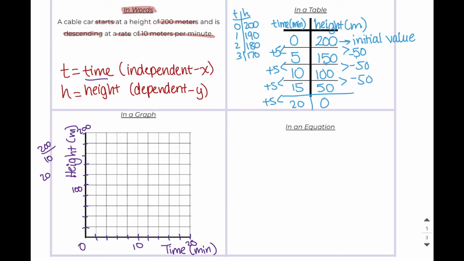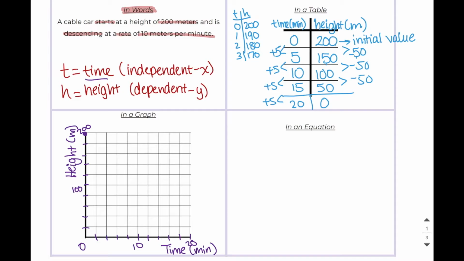Sometimes it's not going to be nice, even, pretty numbers, and you just choose numbers that are close to the numbers that you got when you divided, and we'll talk about that more in class, okay? So we know that it starts at a height of 200 meters. So we're going to have this start at 200, and we know that it's going down by 10 meters every minute. But we can also use this chart right here.